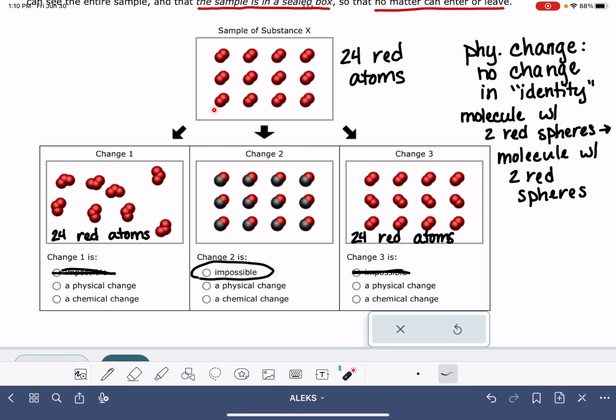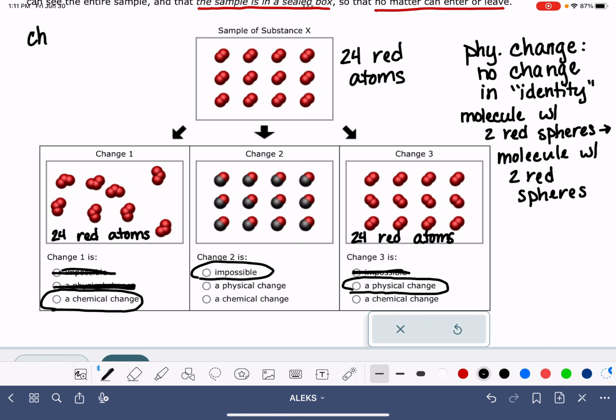So in this problem, we're starting with molecules that have 2 red spheres. We're ending with molecules that have 3 red spheres. That is not a physical change. For here, we're starting with molecules that have 2 red spheres. We're ending with molecules that have 2 red spheres. That is a physical change. Now, a chemical change, that's the only thing that's left for this one, so we know that it's a chemical change. Let's define that, though.